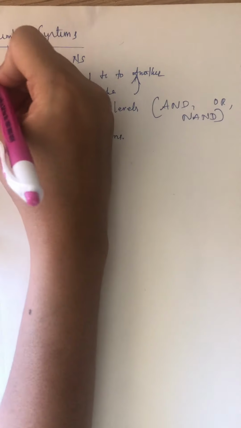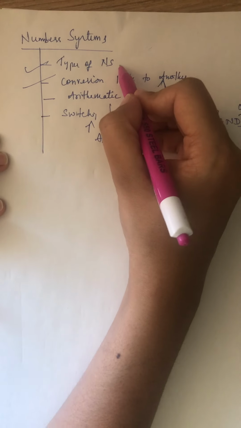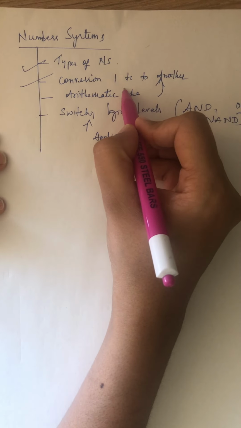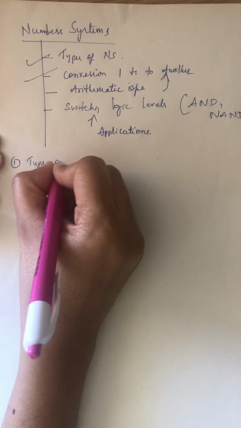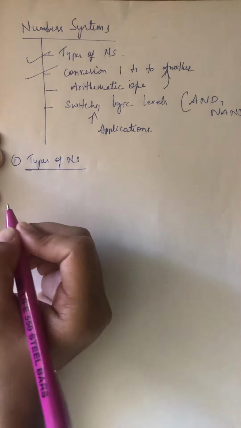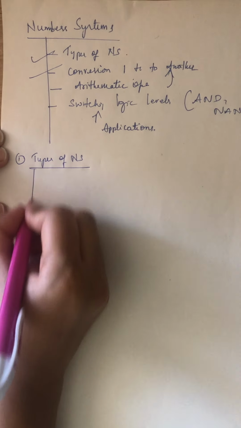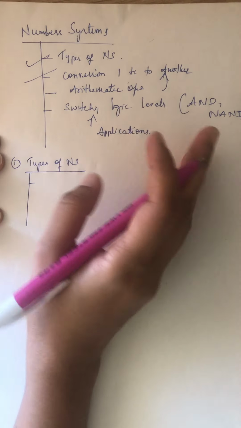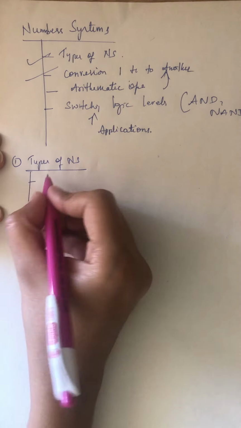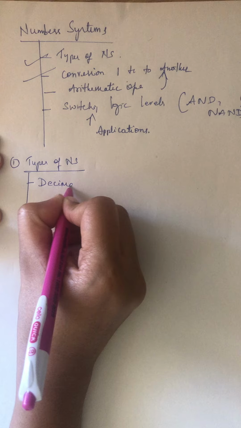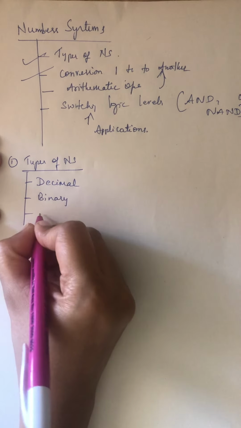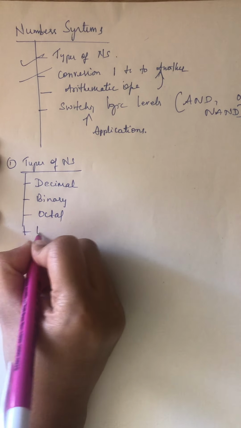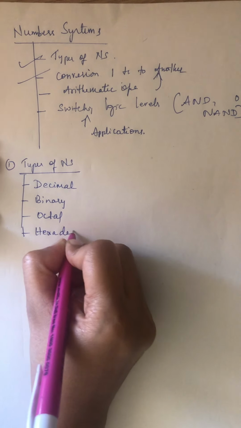This video covers the first two topics, that is the types of number system and the conversions from one type to another. First we will go with types of number system. Basically we have four types. First one, the very familiar type, the number system you have been studying in school, high school and PU, that is the decimal number system. The next three are binary, octal, and at last hexadecimal.